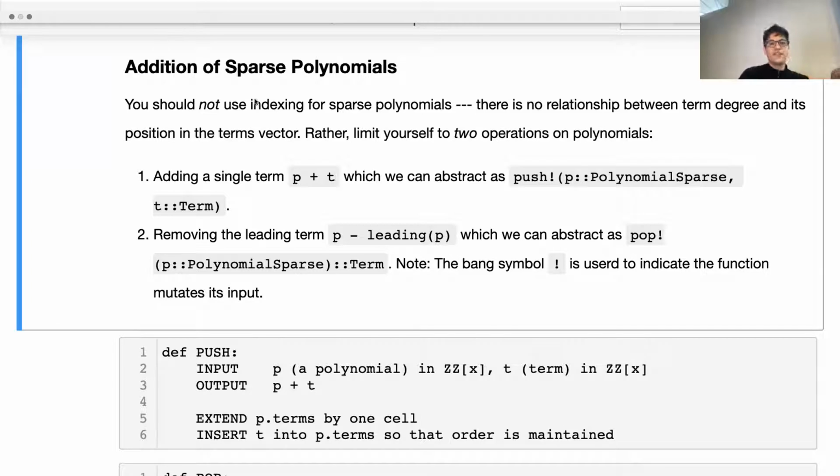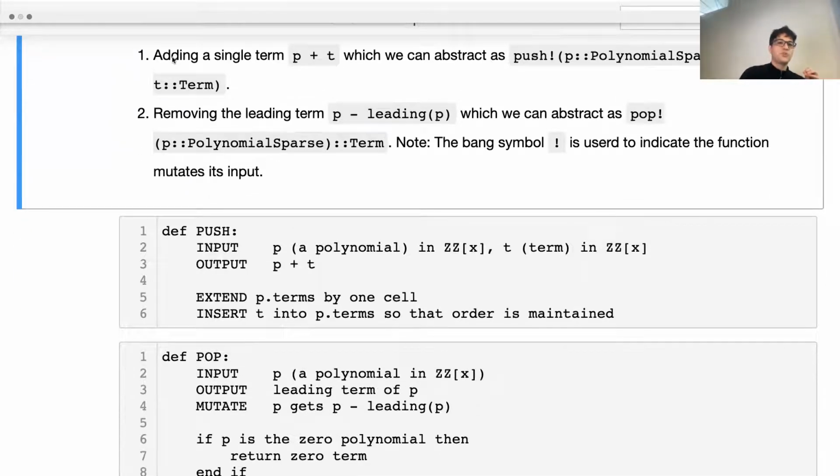The other half of what we need is an ability to remove one term from the polynomial, and in fact, remove a very specific term. That is the term of highest degree, what we call the leading term, right? So as long as you can push a term into a polynomial and remove a term from a polynomial, which I'll say pushing and popping, implementing addition should be quite straightforward. Now, I'll try to demonstrate this.